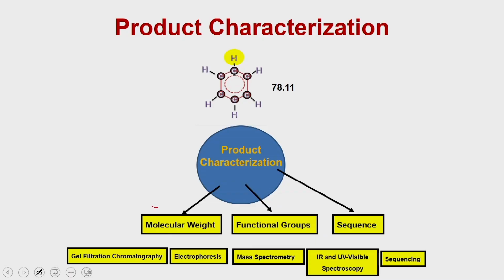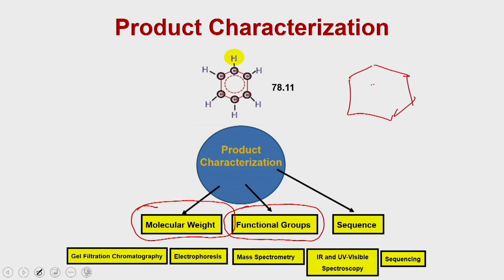For example, as soon as you produce the product, you are going to calculate the molecular weight. Then you want to see the functional groups. For example, if I am making a phenol, then I will definitely want to see that it is phenol, it is not benzene. So, I will see whether there is a phenyl group present or not, or whether there is an OH group present on the phenol or not.